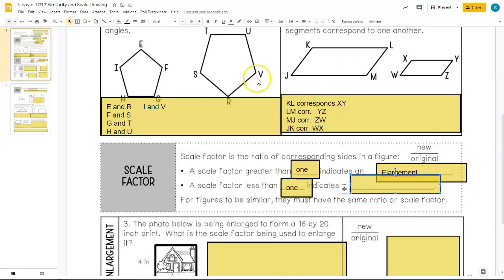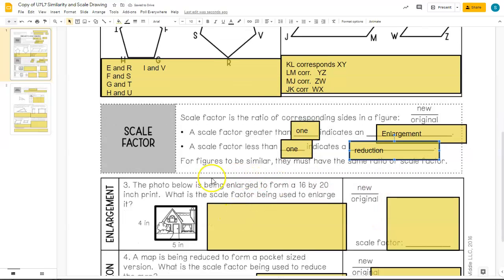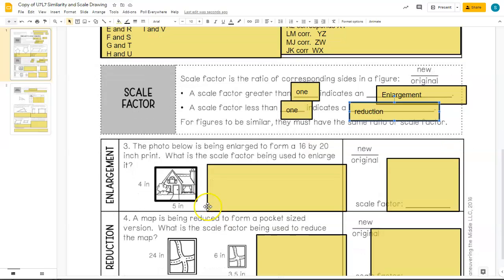So if we make it bigger, going from like this to this, that's an enlargement. If the scale factor is less than 1, we call that a reduction. So when we make it smaller, we call that a reduction. Alright, and again, I'm going to move these out of the way so it's a little bit easier to see the word, so those borders aren't getting in the way. Okay, so what we need to know is for something to be similar, the scale factor must always be the same for all sides.